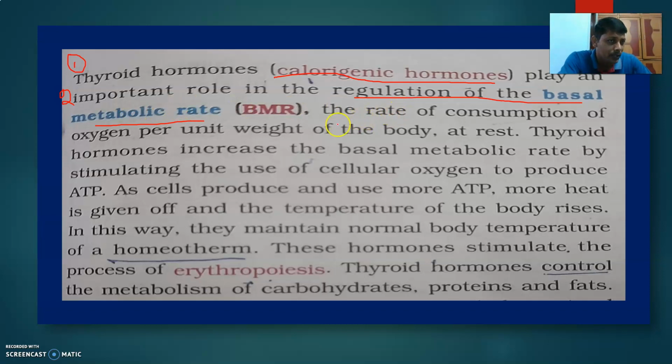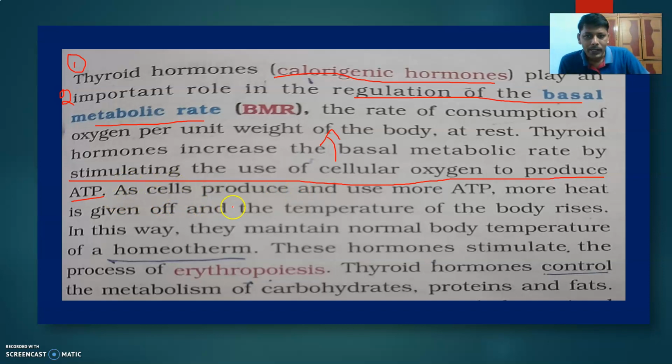It changes when you do exercise. In pregnant women, BMR changes. In old people, the BMR is different compared to the young ones. Thyroid hormones increase the basal metabolic rate by stimulating the use of cellular oxygen to produce ATP.